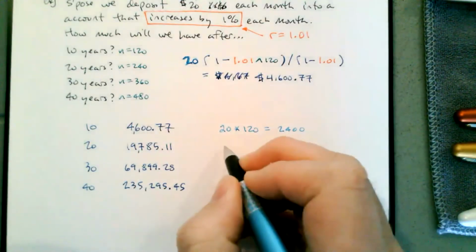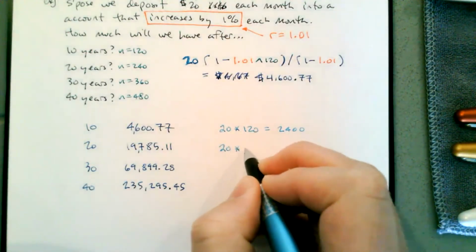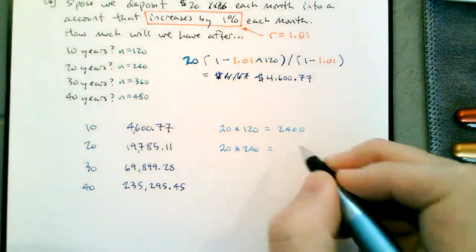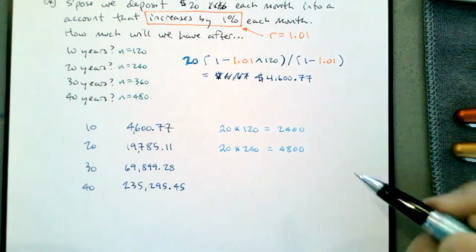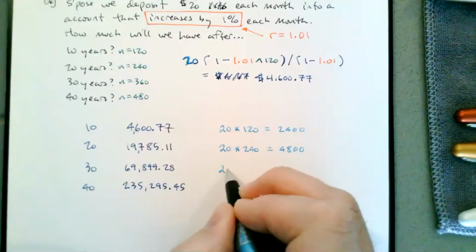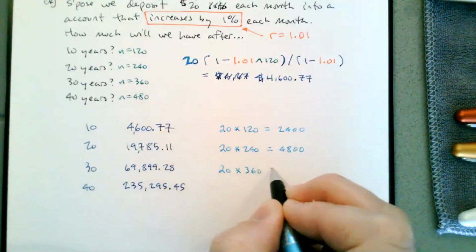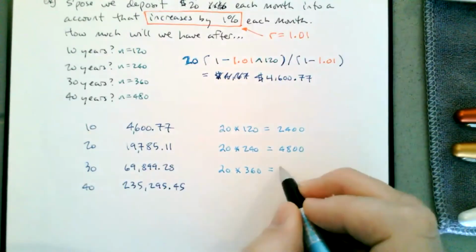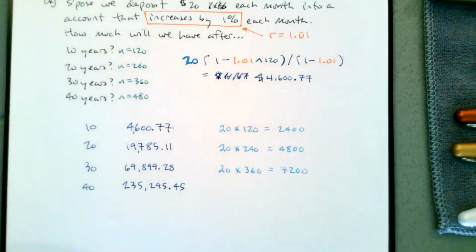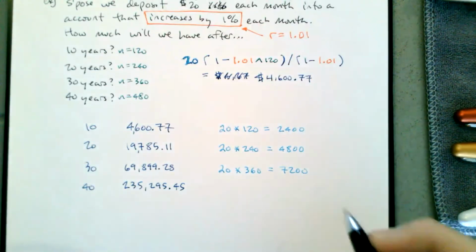Seems pretty good. But then we start seeing the power of the exponential function. 20 times 240 is 4,800. I'm going to risk it and not use the calculator. And so after 20 years, our $4,800 has turned into $19,000, almost $20,000. After 30 years, our $20 per month for 360 months is going to be 6012. So $7,200 is now nearly $70,000.